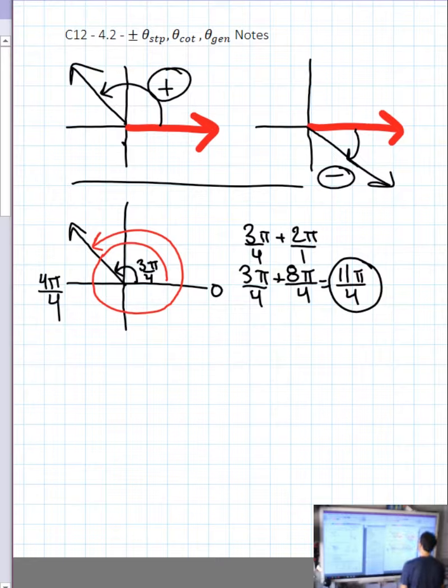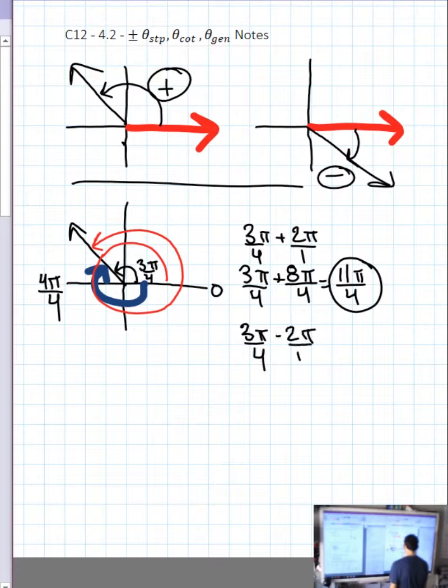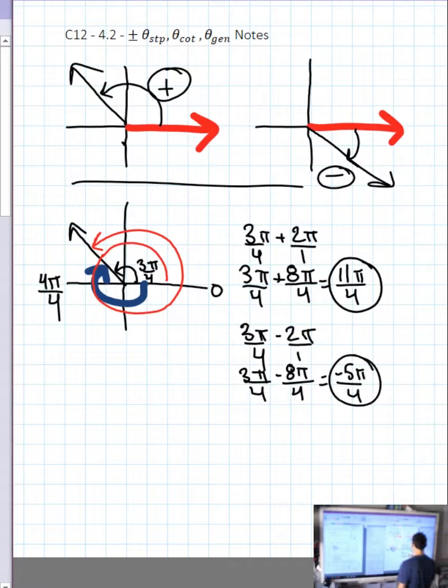What if they ask for a negative coterminal angle? I'm going to do that in big blue. So we're going to start from the principal axis, and we're going in the negative direction around. Well, there's a negative coterminal angle. And how would I get that? Well, I would simply take my angle in standard position that I did before, and I would subtract 2 pi. That's over 1, and I can get a lowest common denominator of 4. If I multiply the bottom by 4, I have to multiply the top by 4. And 3 pi over 4 minus 8 pi over 4, well, 3 pi minus 8 pi is negative 5 pi over 4. Our big blue angle, the negative angle.